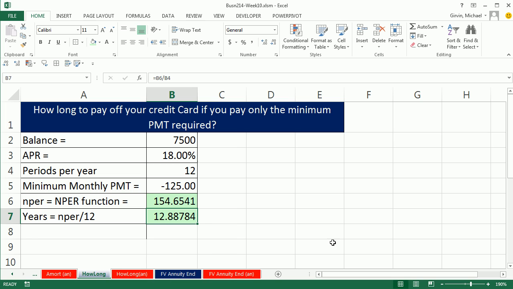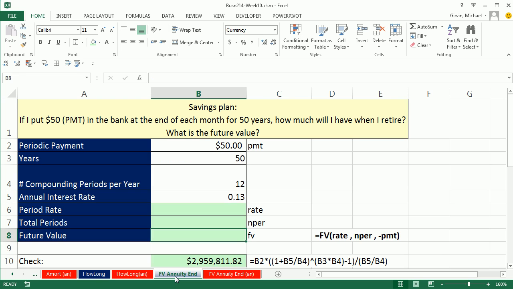Now we have one last sheet for this kind of introduction to financial function video. FV annuity end. Now an annuity just means regular payments in regular intervals, usually for like savings plans or withdrawal plans. So here's our question. We have a savings plan. If we put $50 in the bank at the end of each month for 50 years, how much will you have when you retire? Well, if it's 50 years, you're starting when you're still a teenager, which is when you should start saving. $50, it doesn't seem like a lot. The variable that affects compound interest the most is time, years.